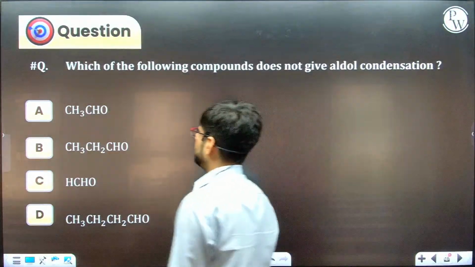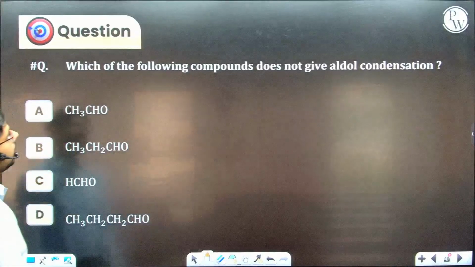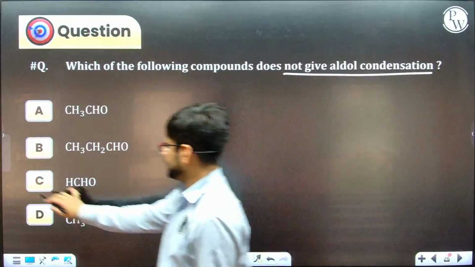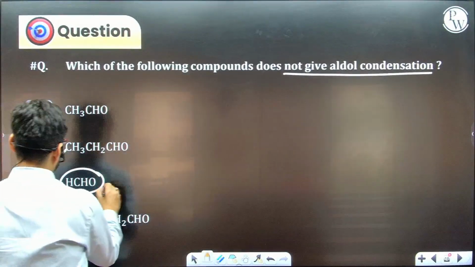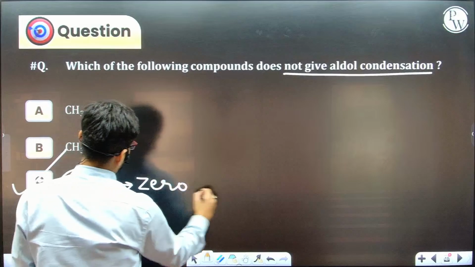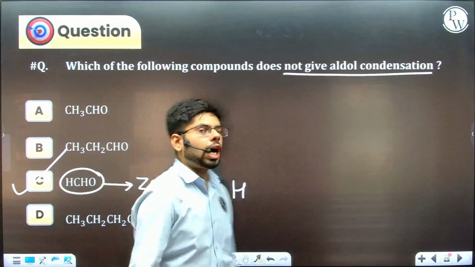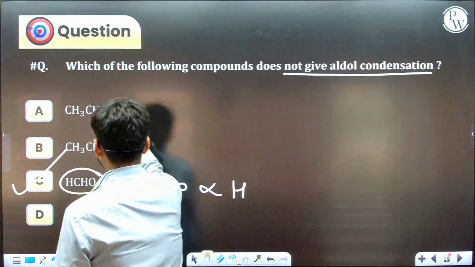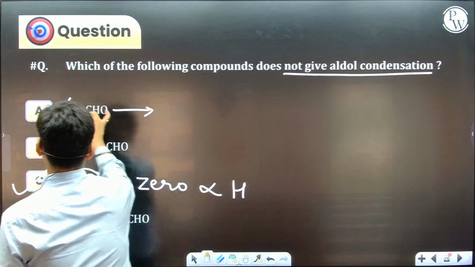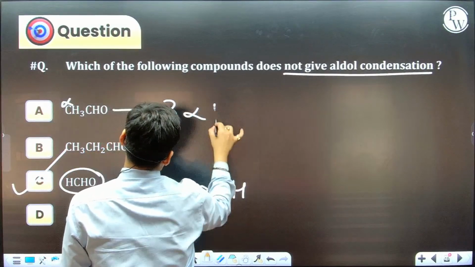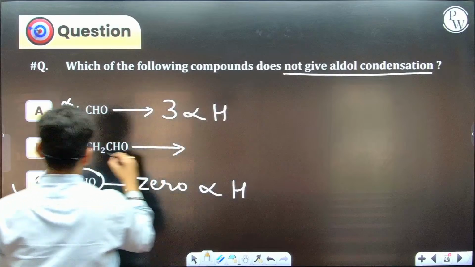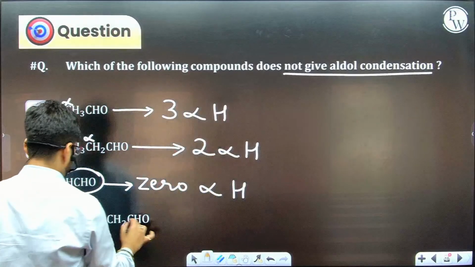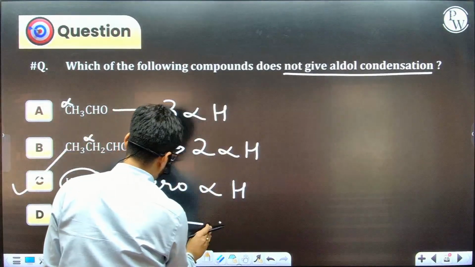Next question. Which of the following does not give aldol condensation? Does not give. So this is the answer. This has 0 alpha hydrogens. A carbonyl compound which has no alpha hydrogen cannot give aldol reaction. This has 3 alpha hydrogens. This is the alpha carbon, right? This is the alpha carbon. There are 2 alpha hydrogens. This is the alpha carbon. There are 2 alpha hydrogens.